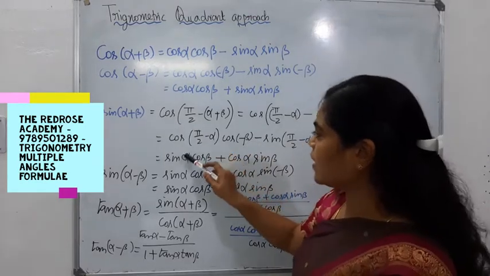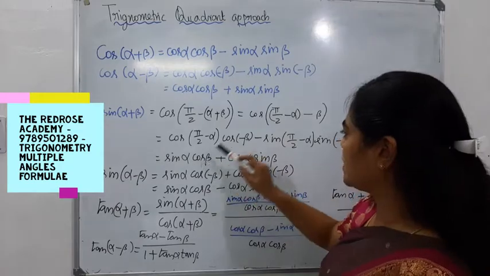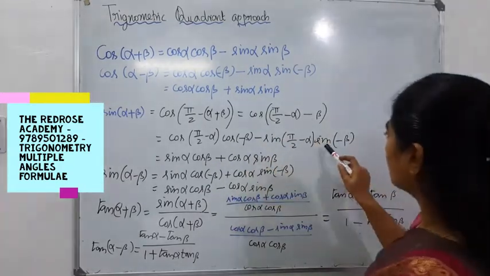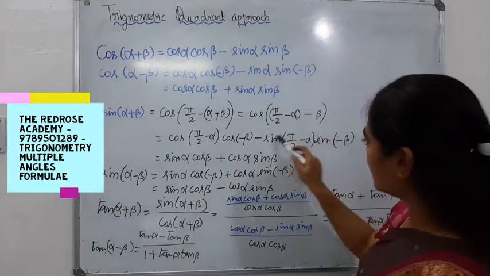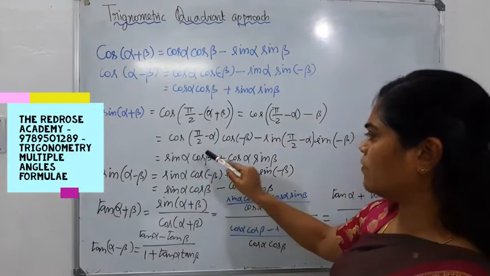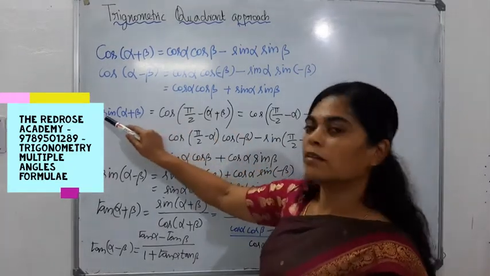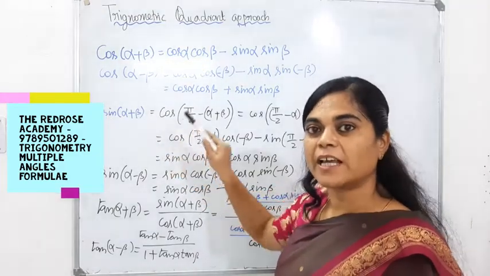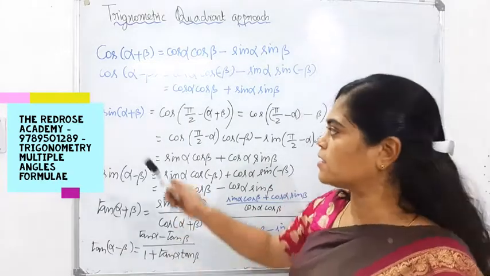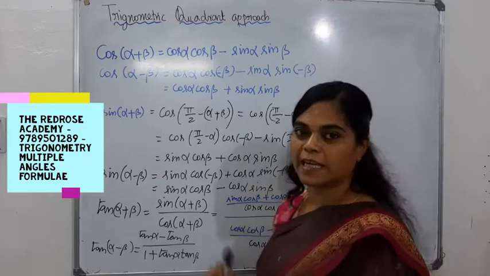What is cos 90 minus theta? Sin alpha. What is cos of minus beta? Plus cos beta. Sin of 90 minus alpha? Cos alpha. Sin of minus beta is minus sin beta, so it will become plus. So sin alpha cos beta plus cos alpha sin beta is sin alpha plus beta. We can express sin alpha plus beta, the combination of two angles of sin, as sin alpha cos beta plus cos alpha sin beta.